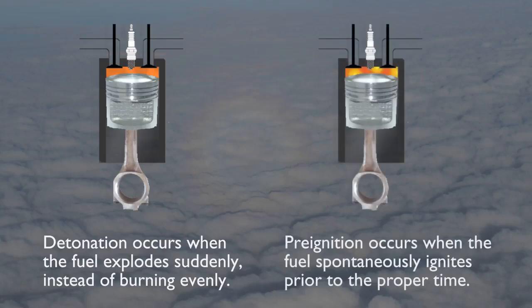Engine pre-ignition occurs when the fuel spontaneously ignites inside the engine prior to the proper time for normal ignition. Pre-ignition can be caused by hot spots inside the engine or by an overheating spark plug. It changes the timing of the engine and is also often referred to as engine knocking.